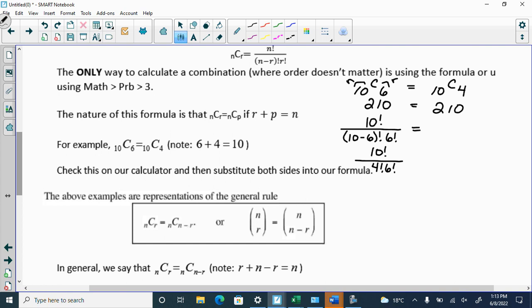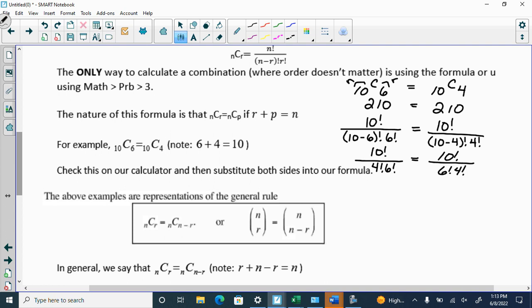So 10C4 should be the same as we just proved. So it's going to be 10 factorial over (10 minus r) factorial, so (10 minus 4) factorial, 4 factorial. What's 10 minus 4 factorial? 6 factorial, which is the other number I had. 4 factorial. Due to the commutative property, 4 factorial times 6 factorial is the same as 6 factorial times 4 factorial. It only works with C's, and it's the difference between the two that makes it be the same.